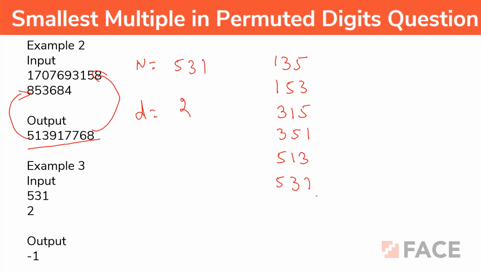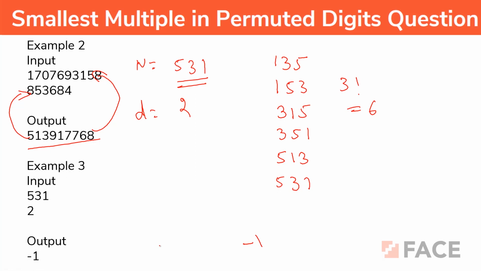I will not be getting any other permuted number because I have 3 digits. If I permute 3 digits, 3 factorial numbers I'll be getting, which is nothing but 6. So I've got the 6 numbers and I've checked all of them, and none is divisible by D. So what do I have to print as my output value? -1. If none of the permuted numbers is divisible by D, I have to give my output value as -1.